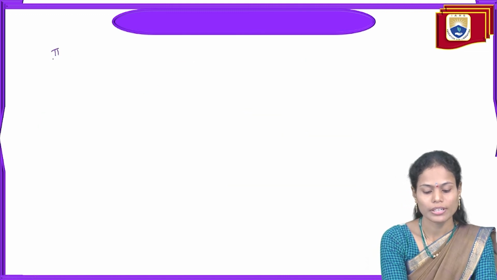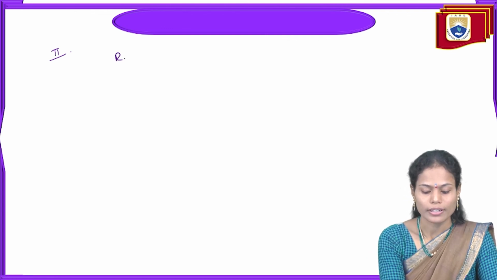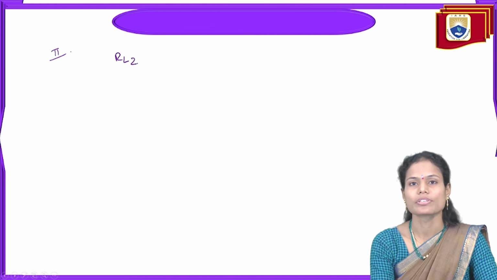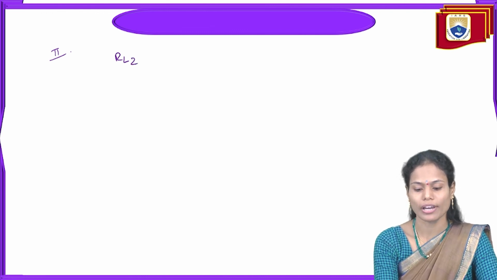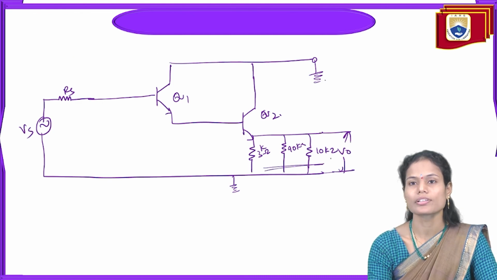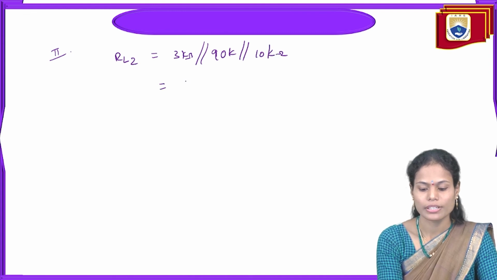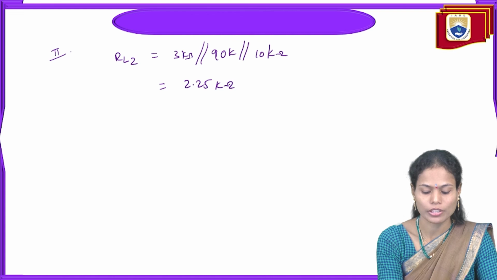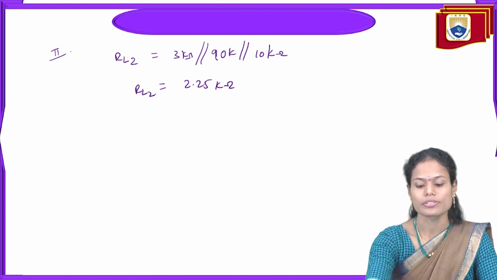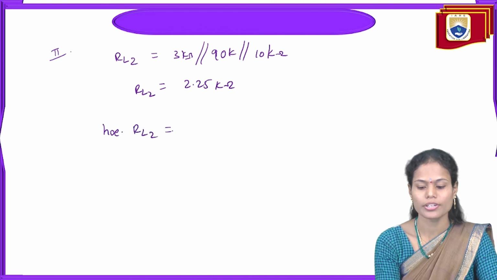So again, go with the analysis of the second stage here. To find that, again I need to calculate the load resistance of the second stage to check HOE into RL2 value. So that is the parallel combination of all these three resistances, that is 3 kilo ohms parallel with 90 kilo ohms parallel with 10 kilo ohms. So we will get it as 2.25 kilo ohms, the RL2 resistance. So from this you can calculate HOE into RL2 condition.